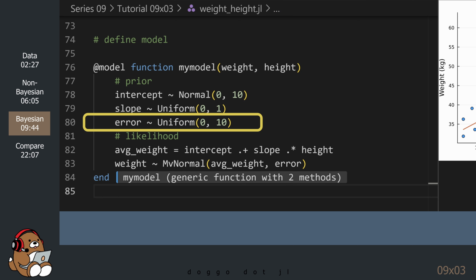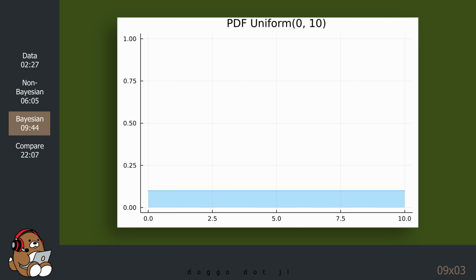For the error, our initial belief is that the value could be any value between 0 and 10 with equal probability. This is an arbitrary distribution to use as a starting point. But it does seem reasonable that the value of the error should be some number greater than 0. But how much greater is unclear without seeing any data. Here's what the PDF looks like for a uniform distribution between 0 and 10.